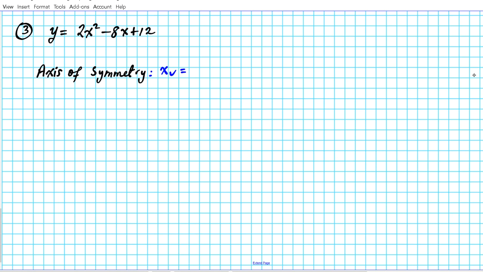Alrighty, let's take a look at another example. For number 3, let's say we have the quadratic function y equals 2x squared minus 8x plus 12. We want to start by finding the axis of symmetry. Remember, the axis of symmetry is the x-coordinate of the vertex. You find the x-coordinate of the vertex by using the formula negative b over 2a.